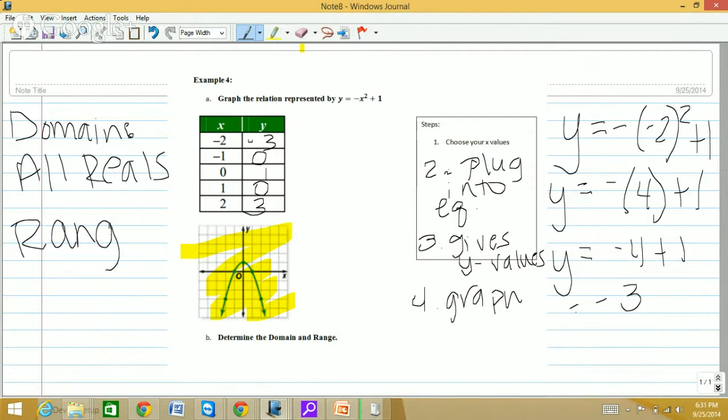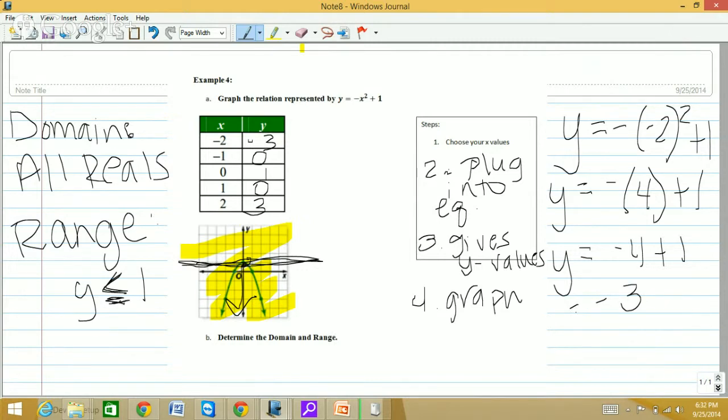Okay, so let's talk about the range. The range is the y-axis. So what y values can you get? Well, notice that you don't have any y values above this apex, right? So the highest y that you could possibly get is going to be 1. Agreed? So it could equal 1 or anything that's below it, also known as less than. So your range is going to be any y value less than or equal to 1.